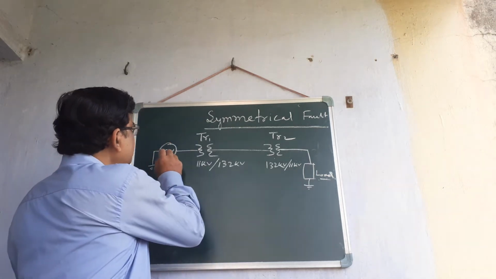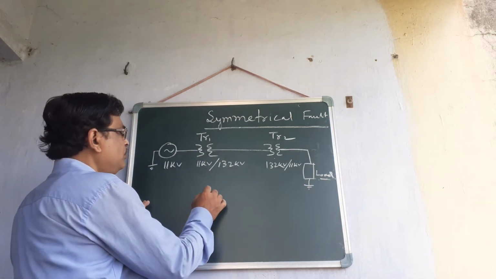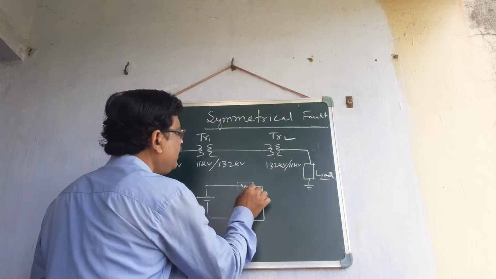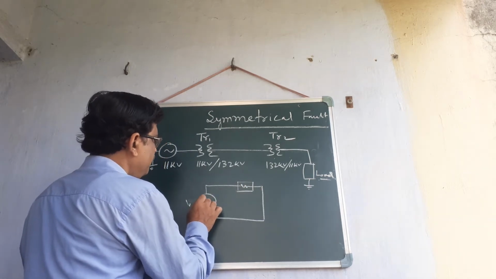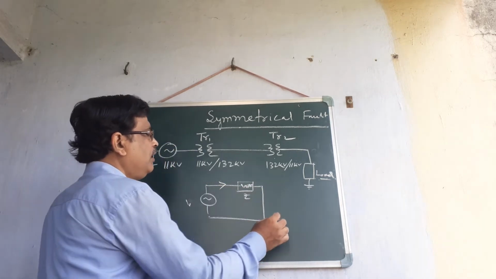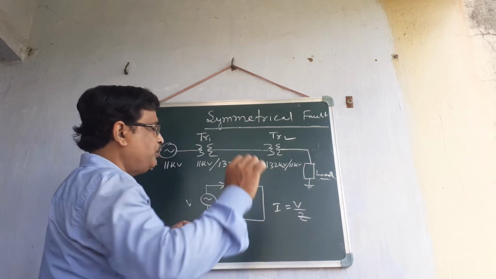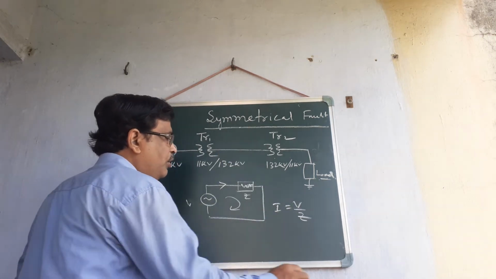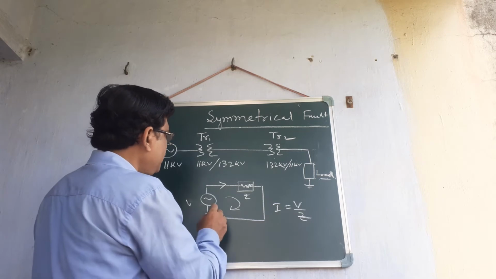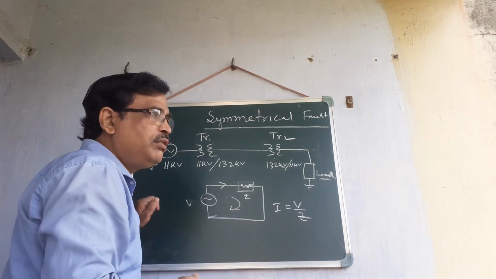Now see, here our target: if this is V and if this is Z, then we can easily find the current I equal to V by Z from Ohm's law. If it is like that, we are very comfortable with this circuit and Ohm's law. There is only one loop, and the calculation will be easy.